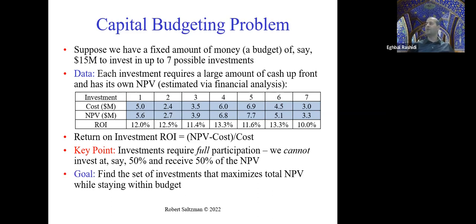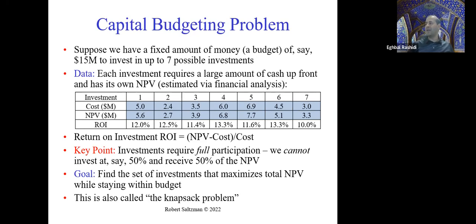What is the goal? The goal is to find the best combination of investments to invest in so that you maximize your total NPV, given that you only have $15 million to invest. You might be thinking that investment 4 and investment 6 have the largest return on investment, so it looks natural and logical to invest in those. But as you're going to see in our final solution, the optimal solution is not like that. So this is not an intuitive problem.